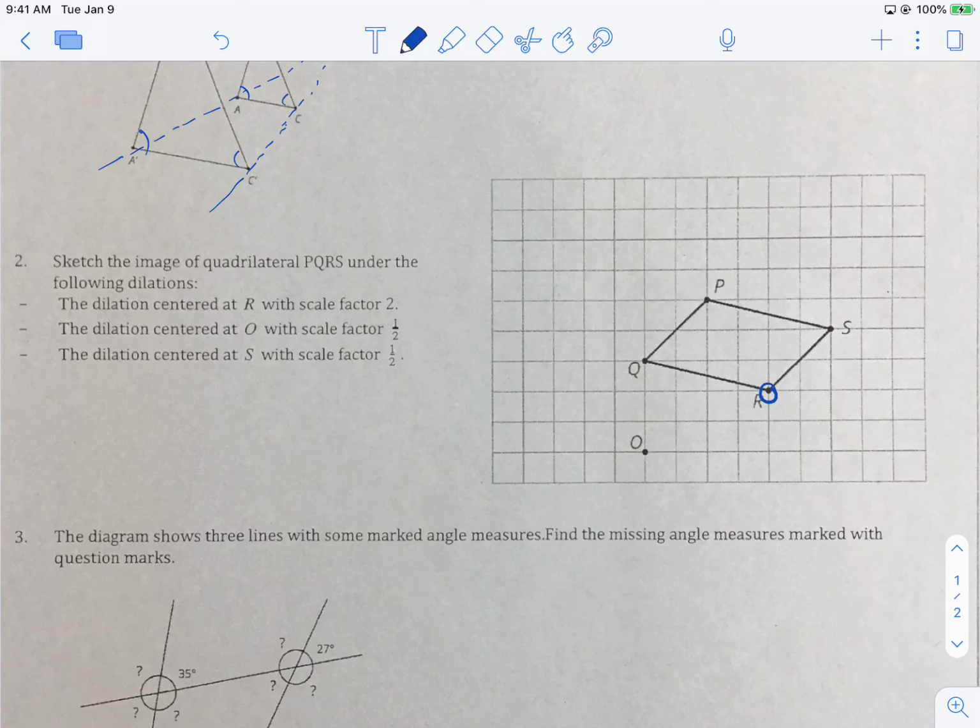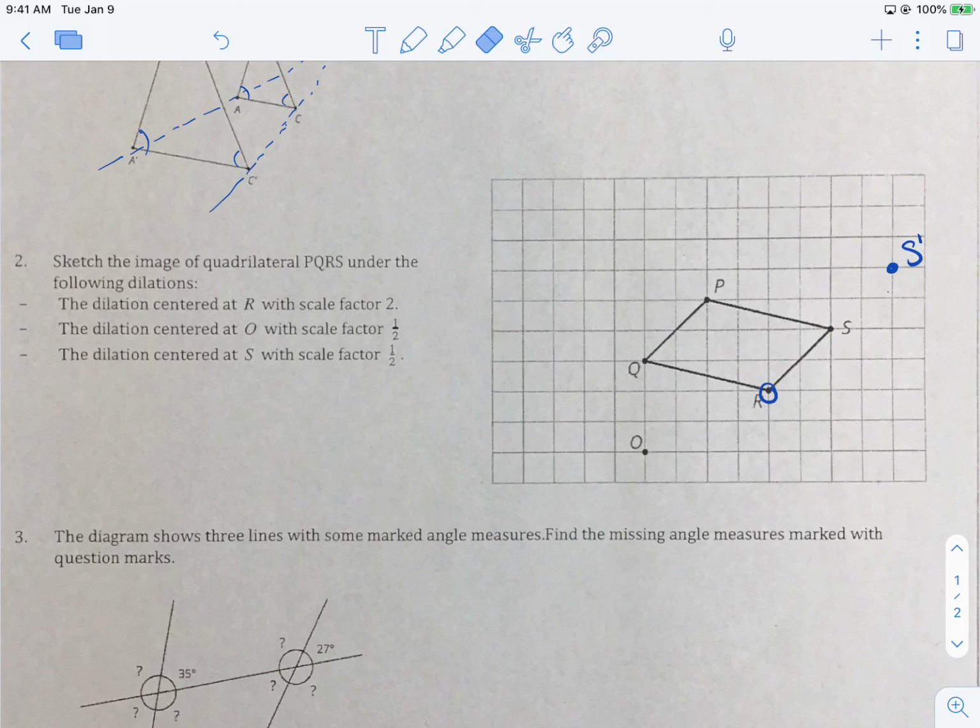Okay? Well, R, if we're making it a scale factor of 2, we obviously know this is going to get bigger. But how far away is R from R? Well, it's no away. So 0 away times 2 is still 0. So R gets to stay where it is. So let's look at S. So we go up 1, 2, and over 1, 2. All right, so that's one move for how far away it is. Well, we're times 2, so we have to do it again. Up 1, 2, and over 1, 2. So here will be our S prime.